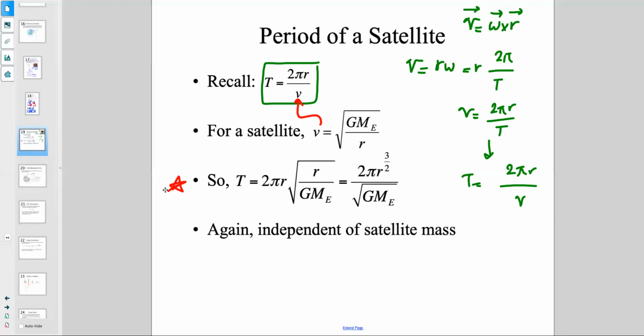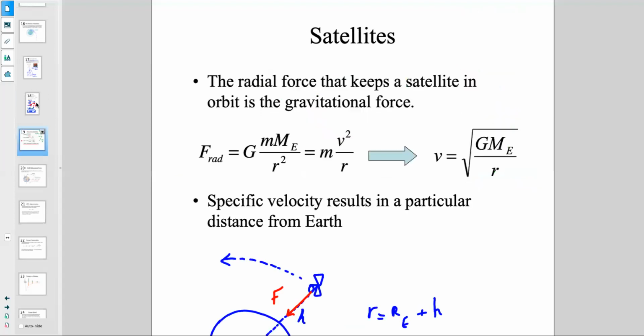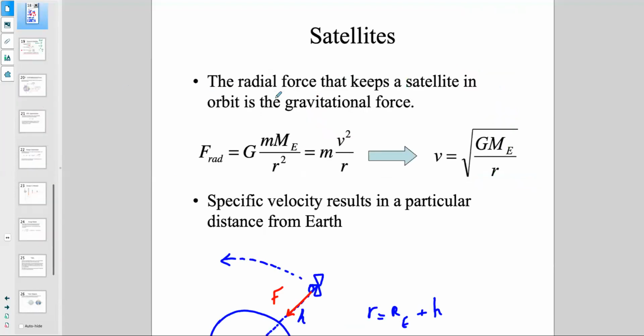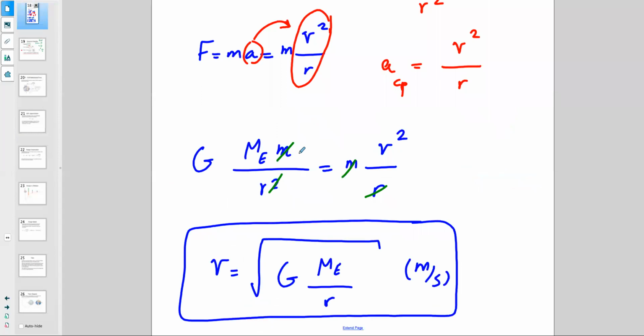So 2 pi r times the square root of r over G M_E, or you can write it this way. So again, it is independent of satellite mass. The masses cancel out. This mass and this mass cancel out, so it is independent of satellite mass.